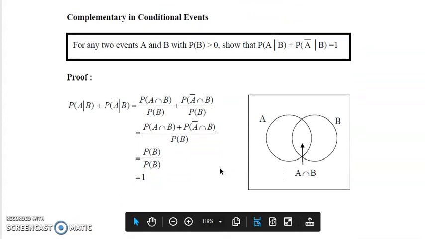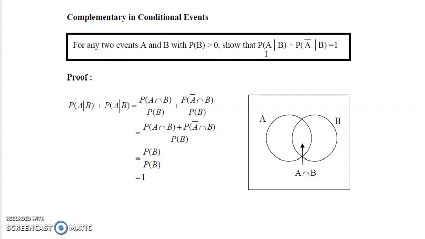Complementary in conditional events. Okay, for any two events A and B, probability of B must be more than 0. Show that probability of A given B plus probability of A bar given B will be equal to 1. So actually you can use your formula, open up using the formula. Okay, so you can see from here, both of it are having the same denominator, right? And then you can see from here, probability of A intersect with B.